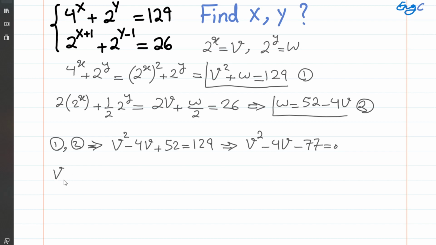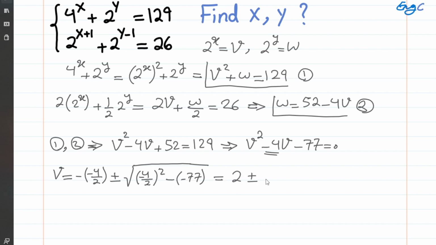It's simple, the standard method. Since here you have the even number, I can do this: v equals minus negative 4 divided by 2, plus or minus, standard method, just brute force. Of course, we cannot have a negative number, but let's check first. Plus or minus the square root of negative 4 divided by 2 to the power 2, minus 1 times negative 77. Simplifying, this becomes 2 plus or minus the square root of 4 plus 77, which is 81, and the square root of 81 is 9. So the answer we get would be 2 plus 9, which is 11.